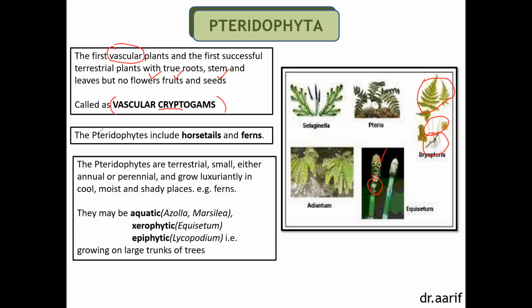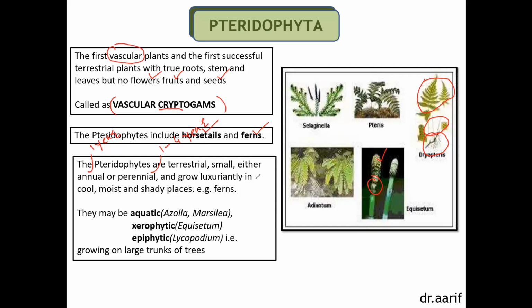Okay, then pteridophytes include horsetails on one side and ferns on the other. Pteridophytes are terrestrial, small, either annual or perennial. It means they complete their life cycle within 1 year, or sometimes they carry out their life cycle over 1 to 4 years. On that basis, we say pteridophytes are either annual or perennial plants.